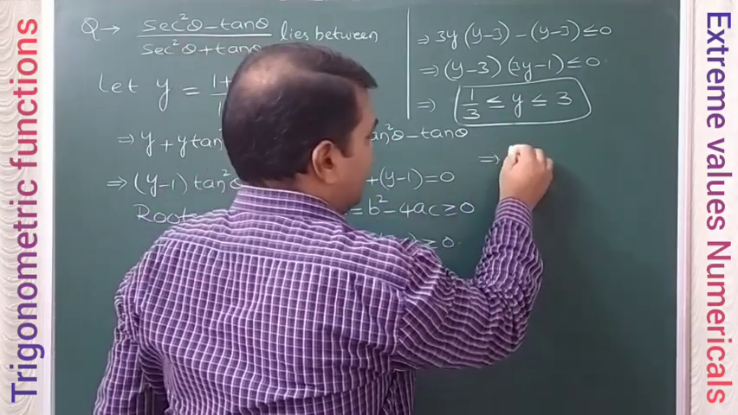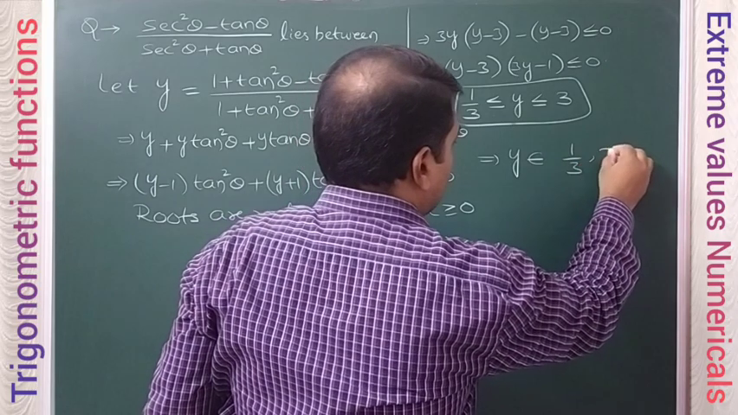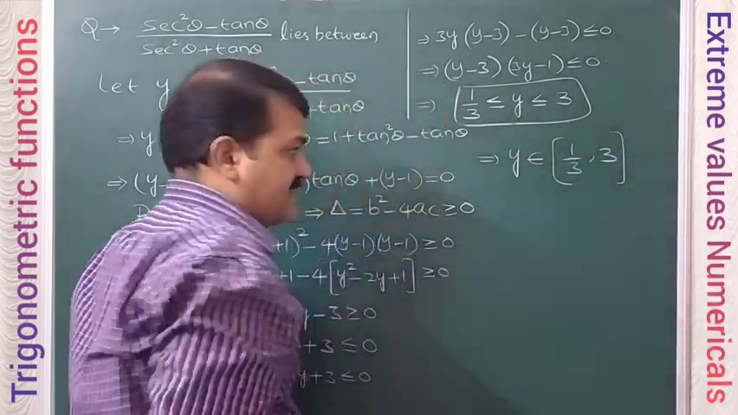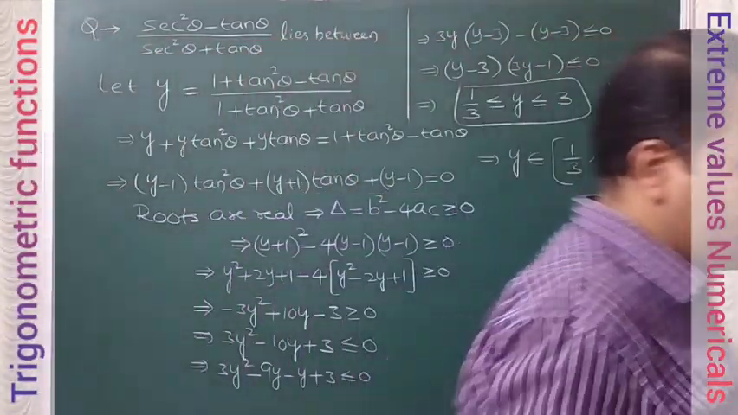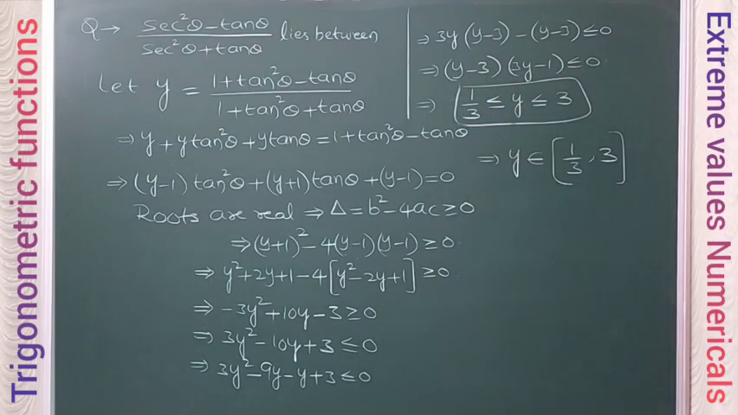So we can also write like this. Y belongs to the closed interval 1 by 3 comma 3. We can also write like this: minimum is 1 by 3, maximum is 3. So y is nothing but the given expression, for which the range is 1 by 3 comma 3.